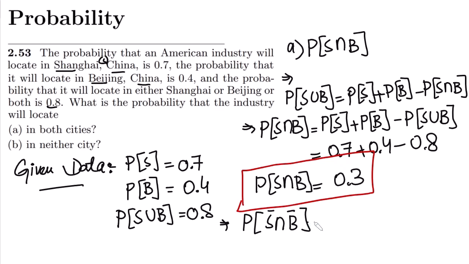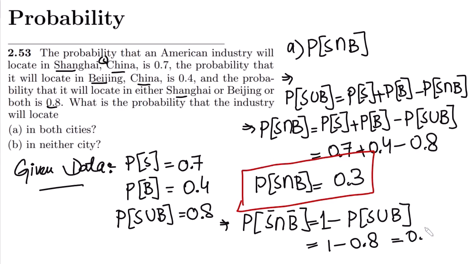Okay, so it will be what? It will be 1 minus the probability of being in Shanghai or Beijing or any one of them. So I have to find the inverse of them. In order to find the inverse, I have to calculate the complement of it. So that would be 1 minus the probability of S union B. Writing their values, that would be 1 minus 0.8, because 0.8 has been given here, and at the end the answer of it will be 0.2.